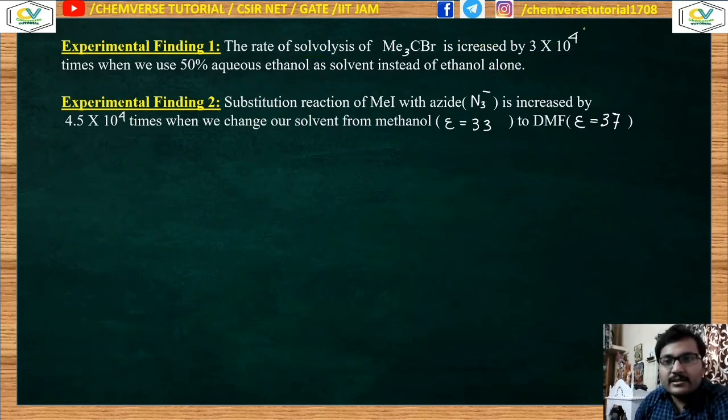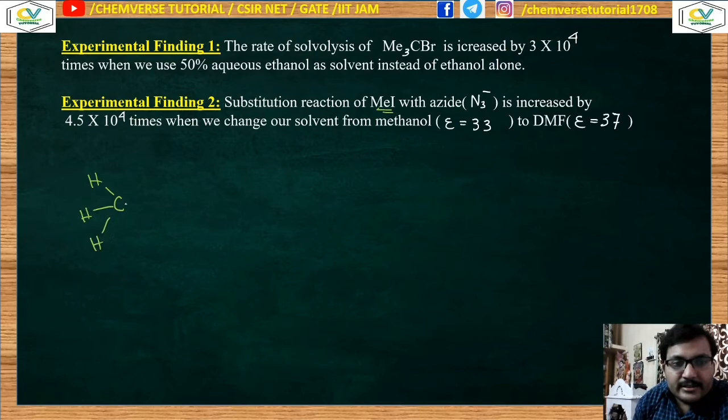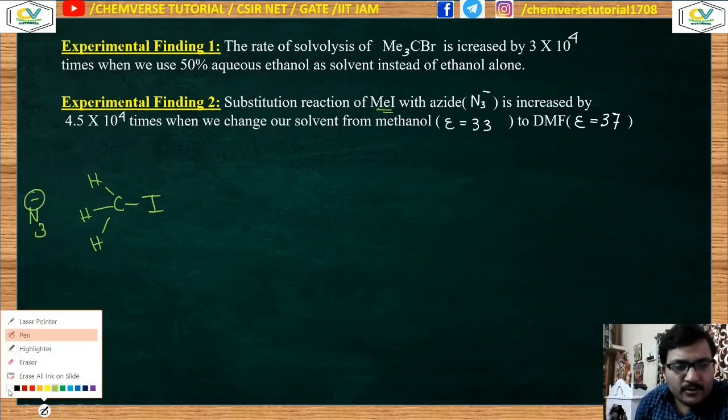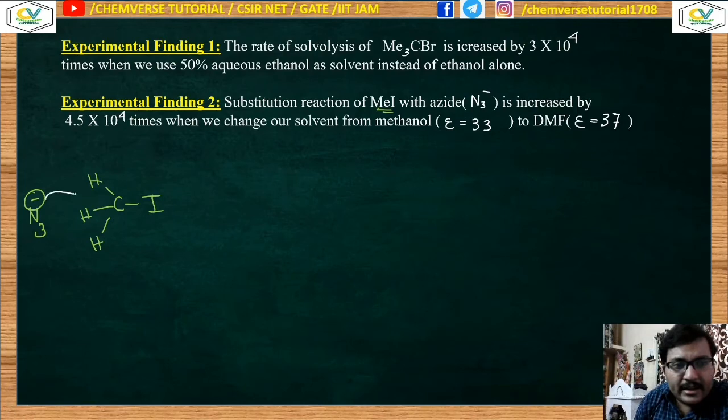Now moving on to our second finding. The substitution reaction of methyl iodide, a primary iodide, with N3 minus. Now N3 minus is our attacking nucleophile. So from here you can see that the mechanism is an SN2 mechanism. It's a primary halide.